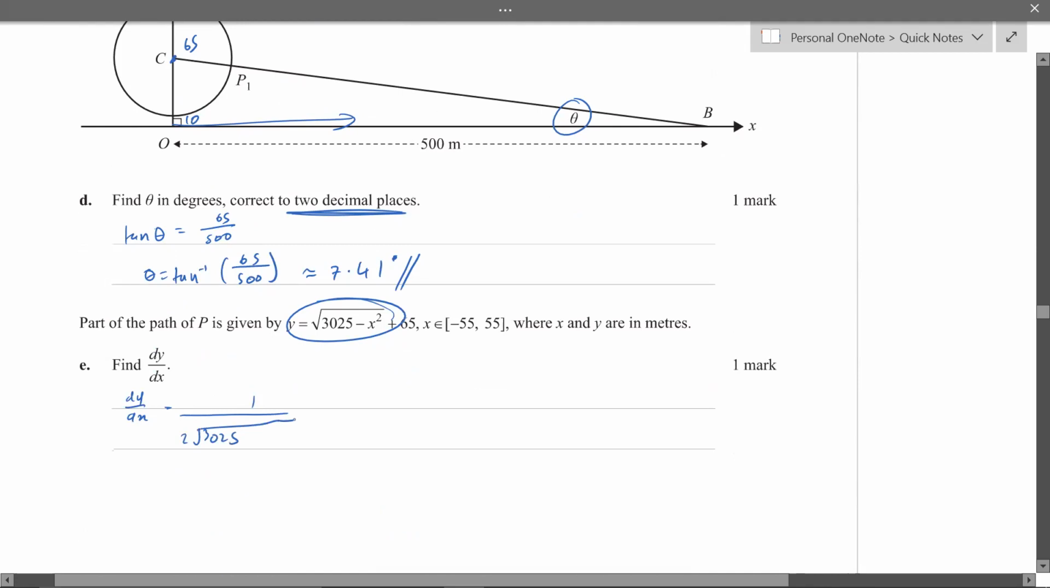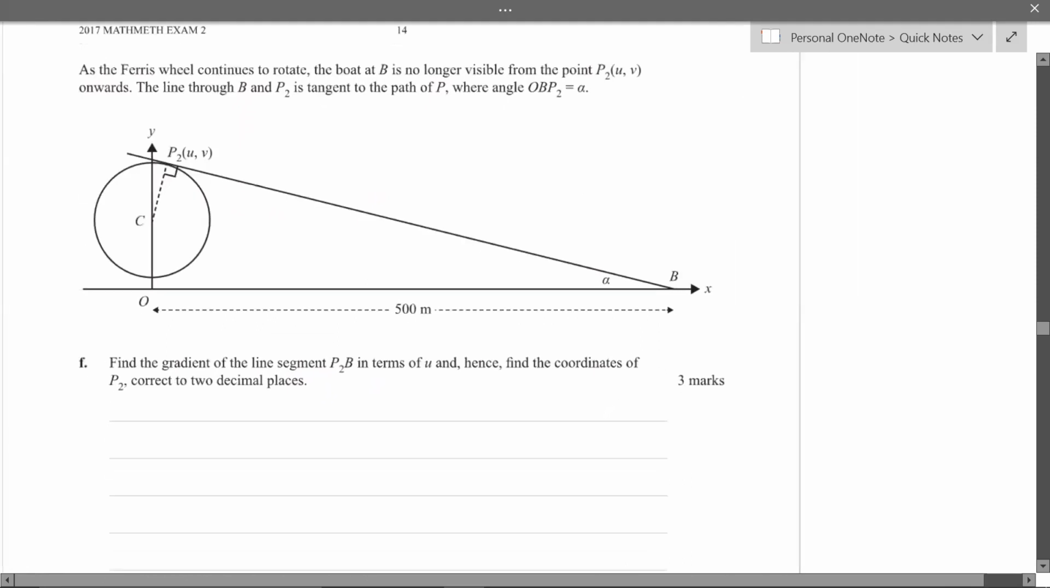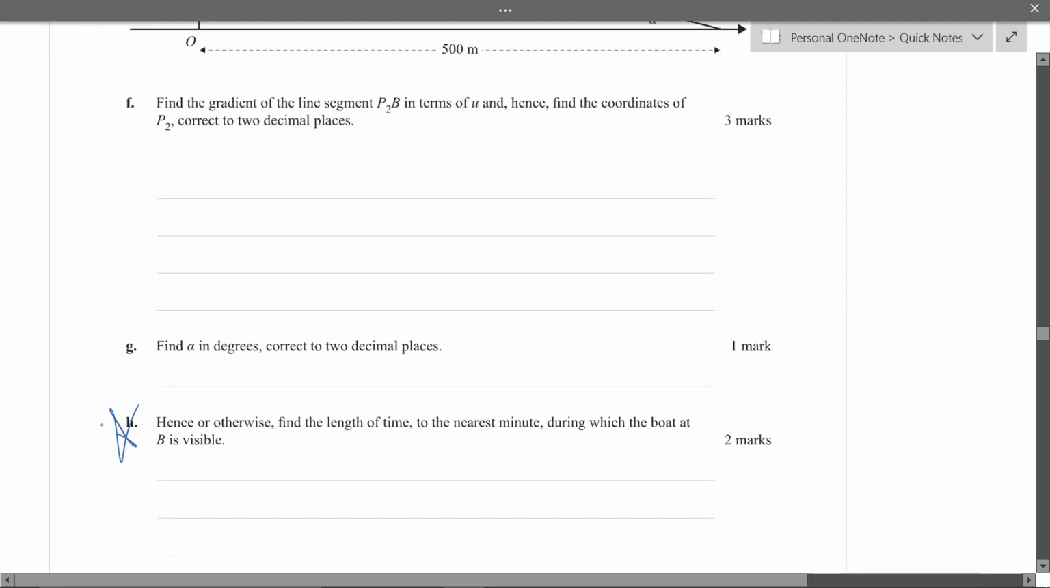1/3025 minus x squared times negative 2x. And the 2's cancel and you just get negative x on 3/5x squared. That's it for that question. Now it gets a bit, not this question. This question gets a bit tricky.